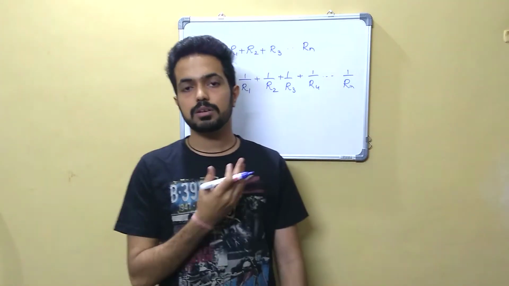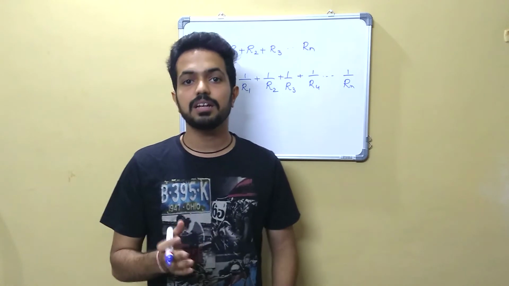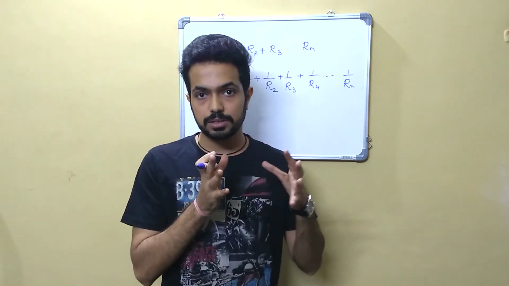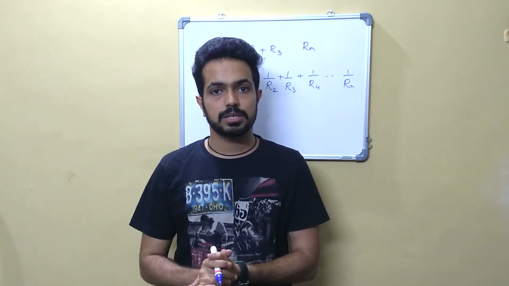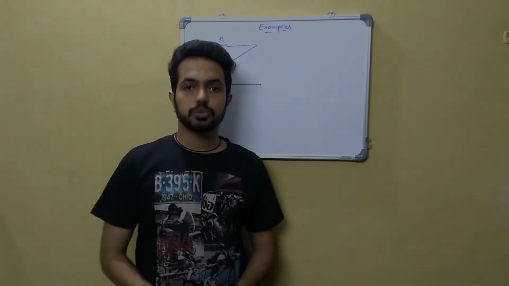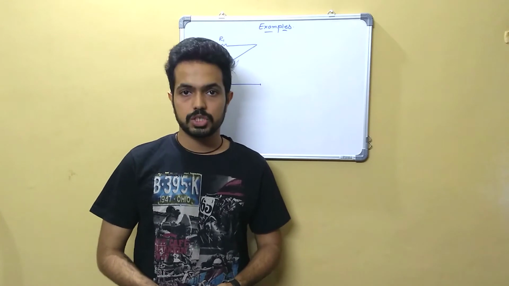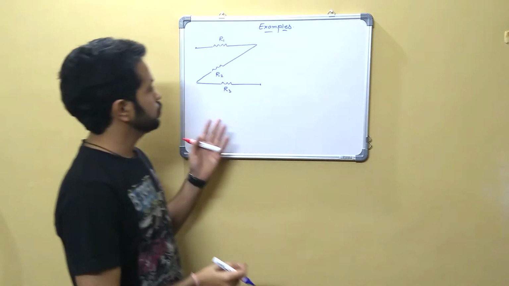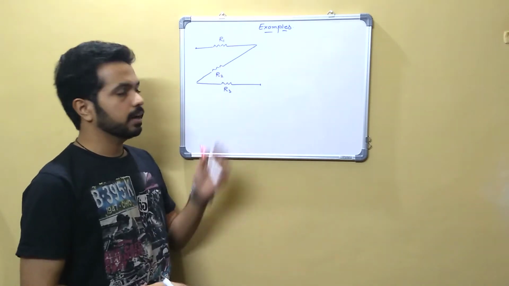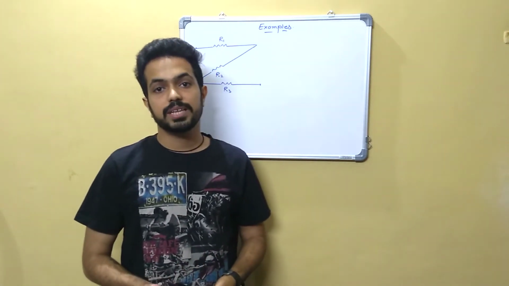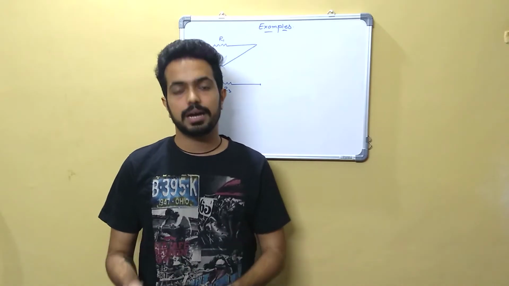We'll see some numericals on the same, but before that, let's try to understand how we can tell whether a particular combination is a series combination or a parallel combination. Having understood the series and parallel combination, let's see some examples. Now what you see over here is a combination of 3 resistors, R1, R2 and R3, and you have to tell me whether they are in series combination or parallel combination.